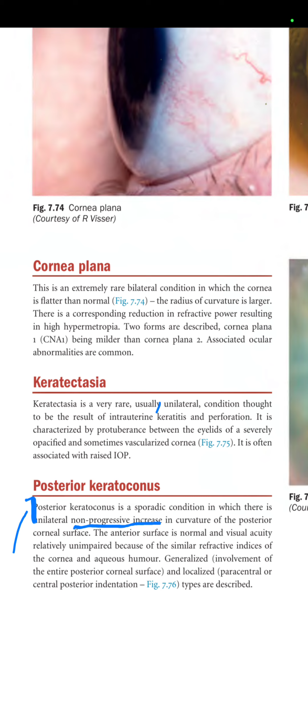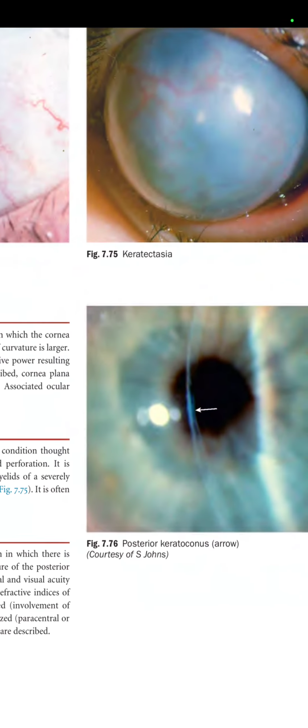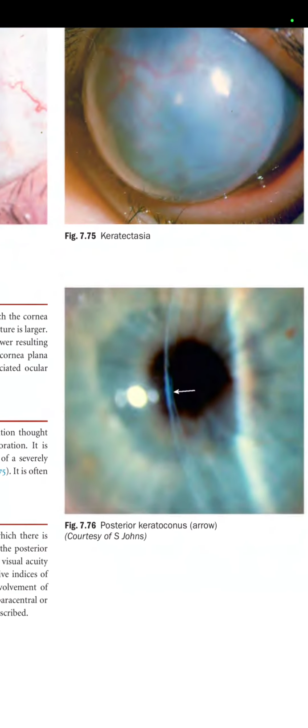The anterior surface is normal and visual acuity is relatively unimpaired because of the similar refractive indices of the cornea and the aqueous humor. Generalized involvement of the entire posterior corneal surface and a localized paracentral or central posterior indentation type are described. So there are two types: generalized and localized. In localized, there is a paracentral or central posterior indentation. So you can see posterior keratoconus, with a slight increase in the curvature on the posterior side of the cornea.